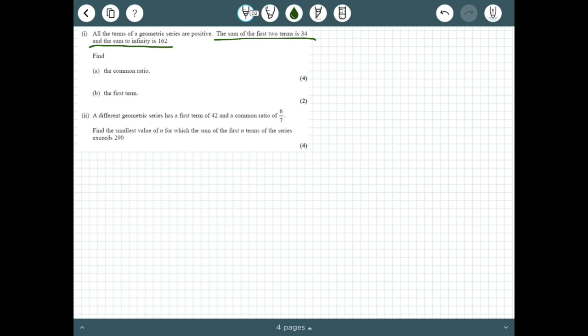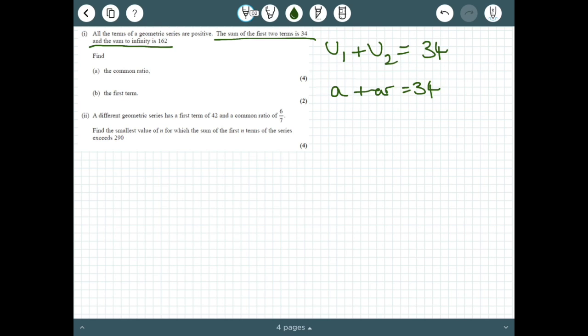So, first of all, when you've got a question like this, I would say to just write down all the information that you know. So the sum of the first two terms, the first term plus the second term, will add up to become 34. That means, putting it in terms of geometric sequences, a plus ar is equal to 34. And we also know the sum to infinity is 162.